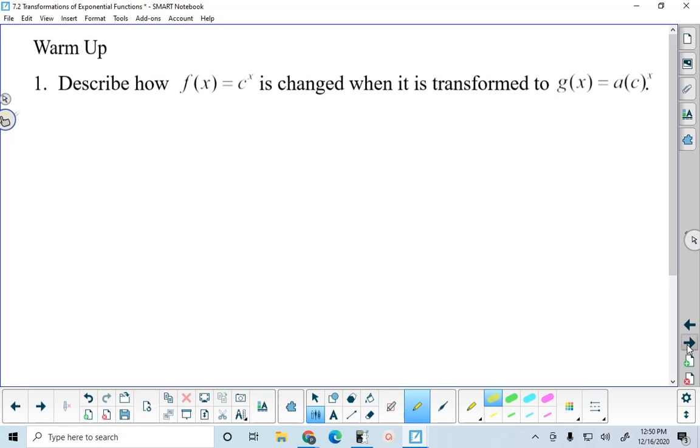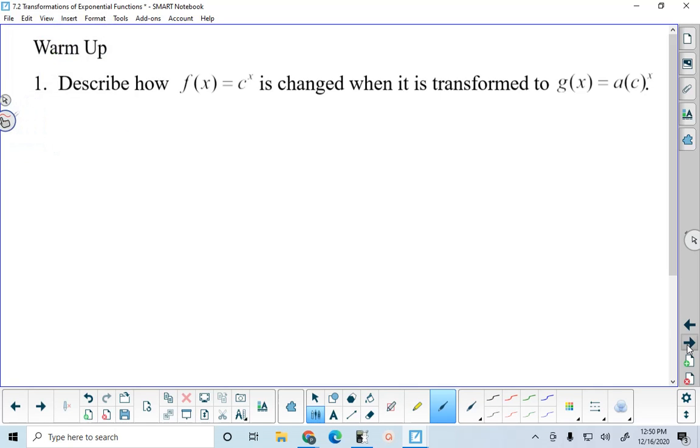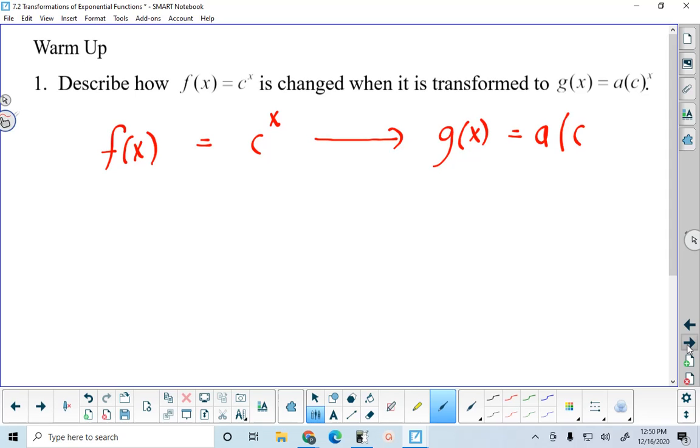So to begin with, the warm-up says, describe how the function, I'm going to rewrite it because I don't know how well this is either visible to you or will be visible in the video. We have f of x equals some base, which your textbook, I think, calls c, or your formula sheet calls c. It doesn't matter. F of x equals c to the x is being transformed into a new function, which is a multiplied by c to the x.